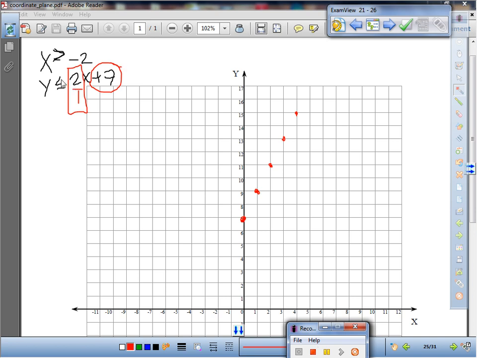Before you sketch your line, everybody look up. Make sure this one has an equal sign in order to be a solid line. If it does have it, you sketch your solid line all the way through.